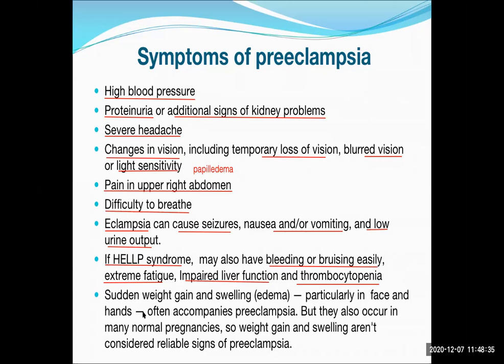And then remember, this is preeclampsia. Okay, so because of involvement of the kidney, there is sudden weight gain and edema appearance in the body. But this is a case of pregnancy. So in pregnancy also, there is already a weight gain and edema. So these are considered not very reliable signs of preeclampsia.